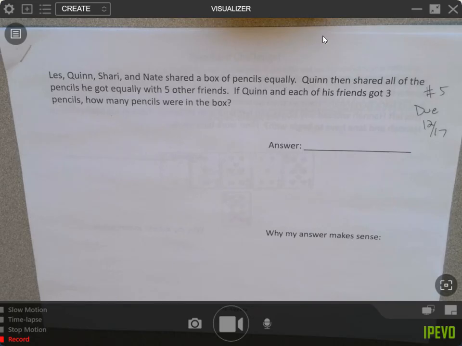Quinn then shared all of the pencils he got equally with 5 other friends. If Quinn and each of his friends got 3 pencils, how many pencils were in the box? I'm going to tell you there's mathy ways to do this, but ever since I learned how to do it using the bar model, that's where my brain always goes.